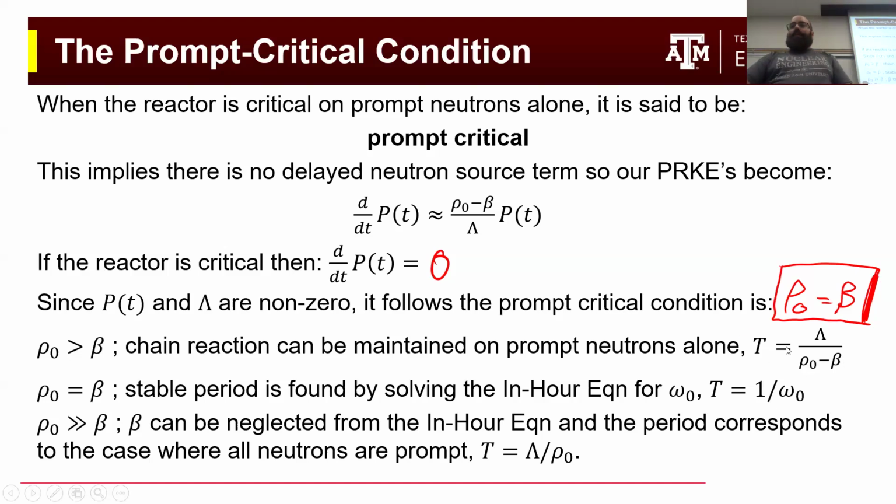And then this is what my reactor period would end up being. If my reactivity insertion is equal to beta, then I could solve the n-hour equation for omega 0, and then my reactor period would just be 1 over omega 0. And if my reactivity insertion is much bigger than beta, then we can ignore beta in the n-hour equation altogether, because that reactivity insertion term is going to dominate over the beta term right here. And then that means that all of the neutrons that are coming out of my fissions are born prompt, and that means that my reactor period is going to be dominated by big lambda over that reactivity insertion.